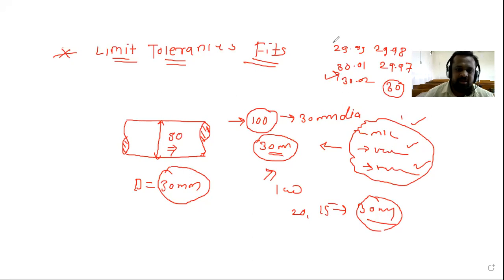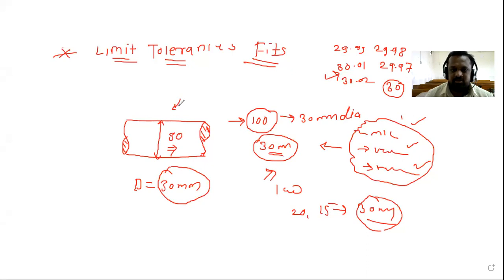Why do these variations come? These variations come due to some errors. Every time it is not possible to produce the exact size product.